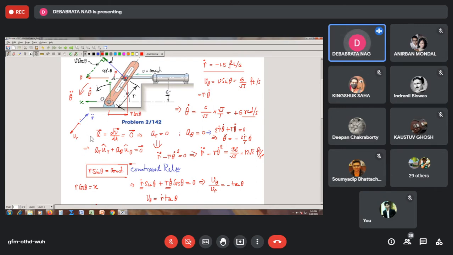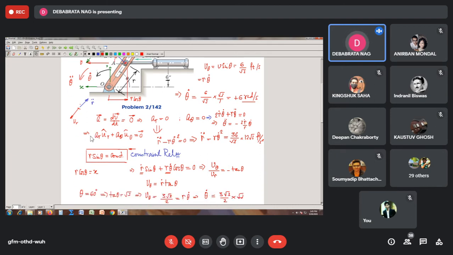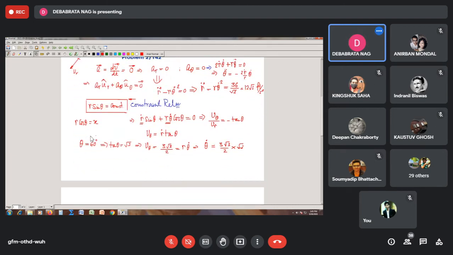So this r cos theta, the rate of change of this r cos theta is actually equal to v. And since your v is directed towards left, if you differentiate, you can write from here that it will be r dot cos theta minus r theta dot sin theta. That must be equal to your x dot, and this x dot is given to be equal to minus 12. So you can use these two equations basically: r dot sin theta plus r theta dot cos theta equal to 0, and r dot cos theta minus r theta dot sin theta equal to minus 12.